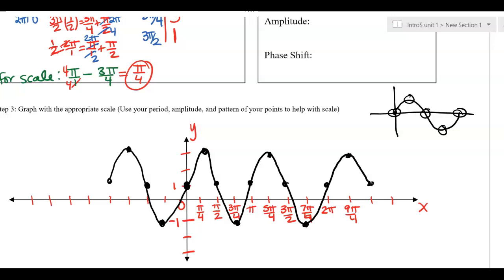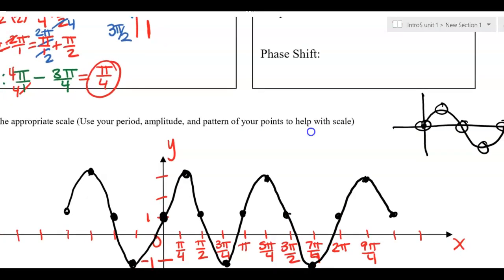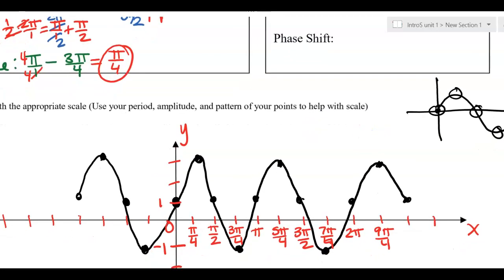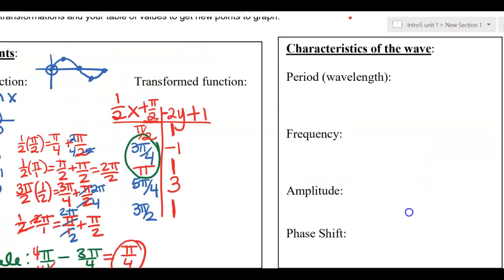And then we have to be able to state some of the characteristics of the graph, okay? So what did we say that you should start with for the period all the time? Sine and cosine graphs have a period of 2 pi for their parent function. So you should start by writing that down all the time, because if there's been no change, then that's going to be your answer, okay? So I'm going to write down 2 pi.